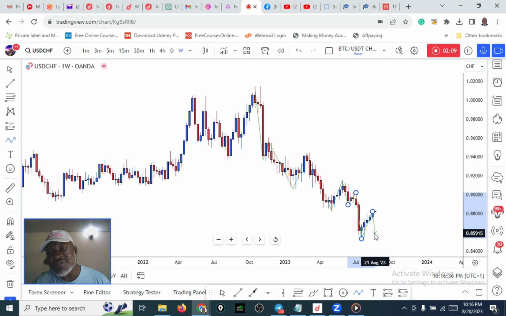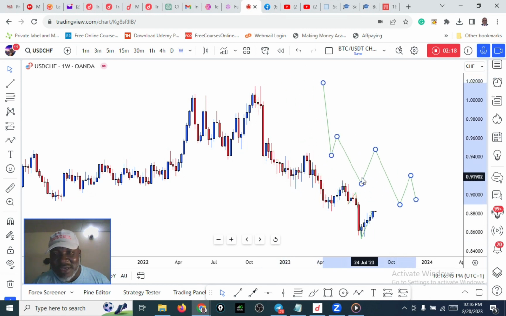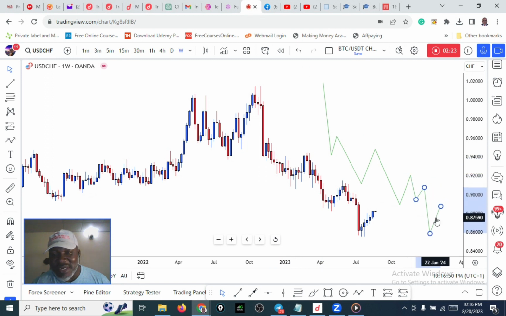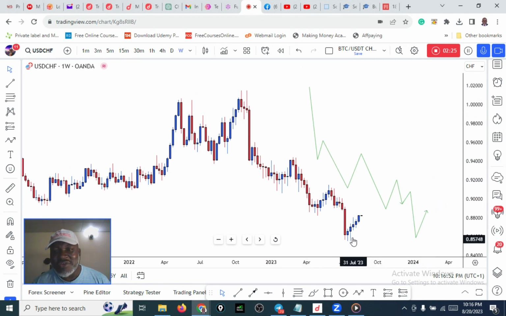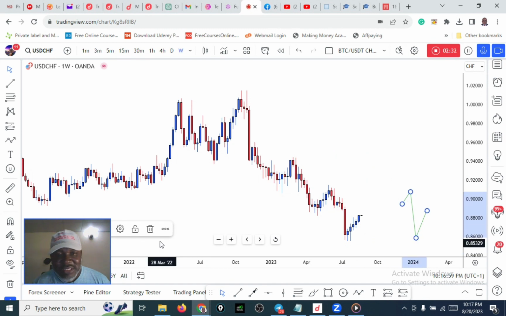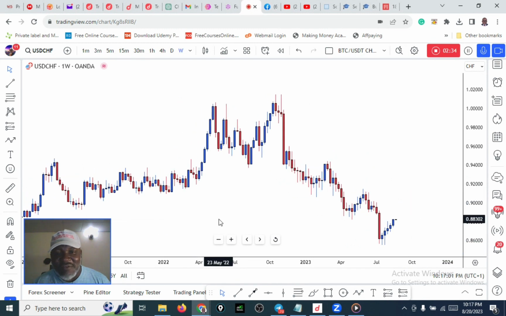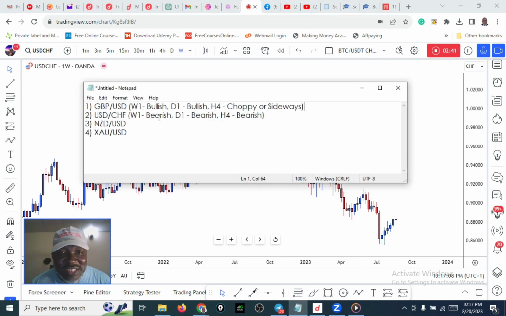Even if you look at it from this perspective, you see that the market is still in a downtrend. When you pull this up and put this one here, you see that the market is still in a downtrend. This is how you determine the market structure. I'm going to delete this, and we have now confirmed that the weekly time frame is bearish. Let's note that the weekly time frame is bearish.